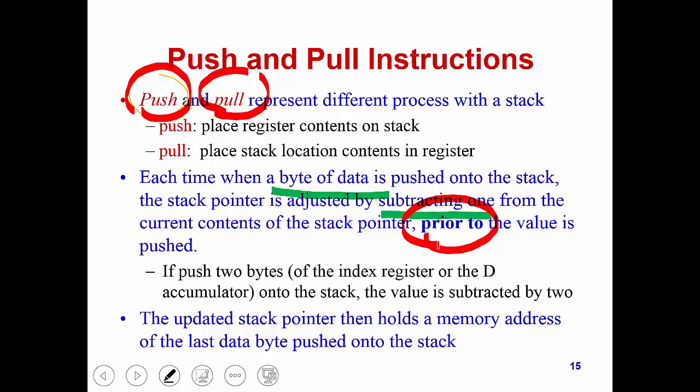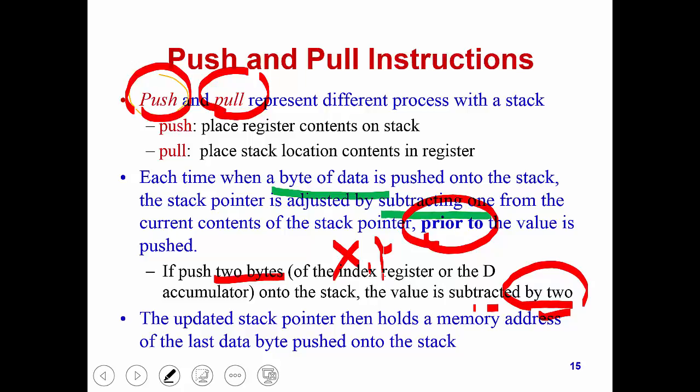So if you push one byte on the stack, the address is subtracted by 1. If you push 2 bytes, assume now we have accumulator D and we need to push the value of accumulator D on the stack, then these 2 bytes will take 2 memory locations. Then the value of the stack pointer has to be subtracted by 2. Same idea for X and Y, because X and Y contain 2 bytes.